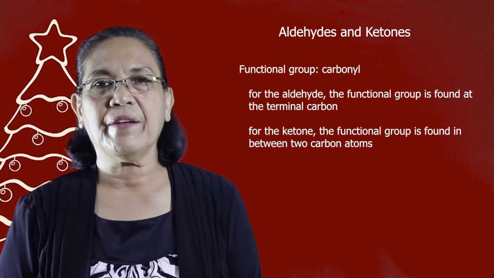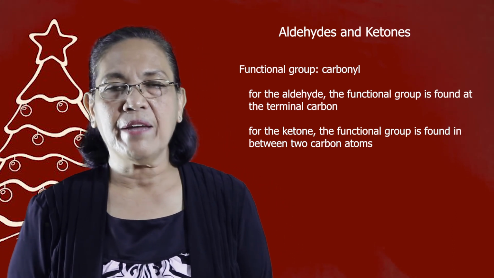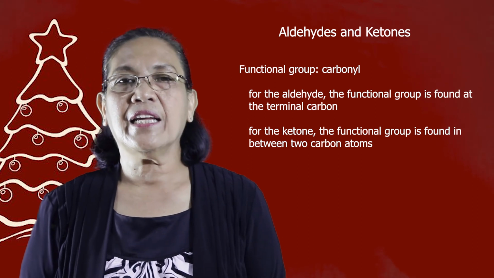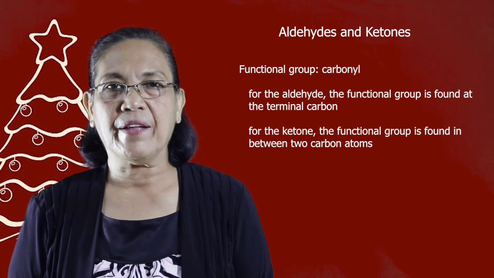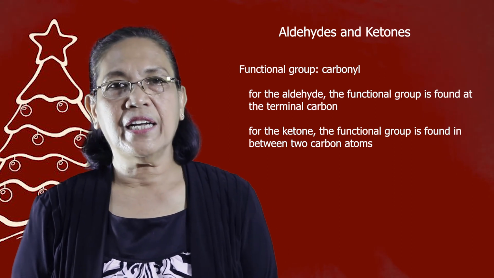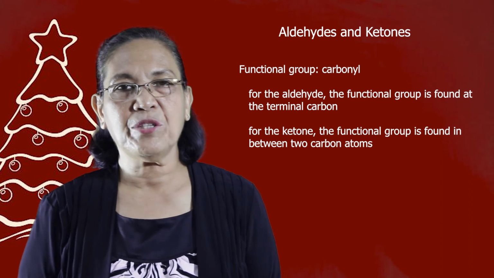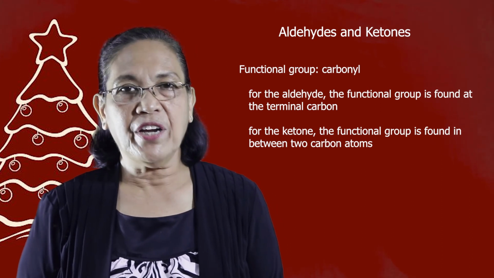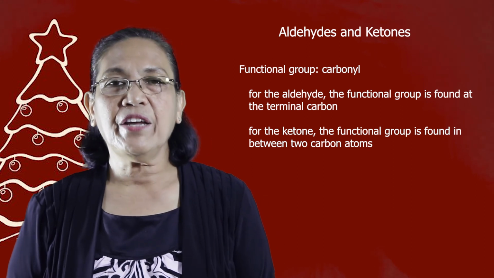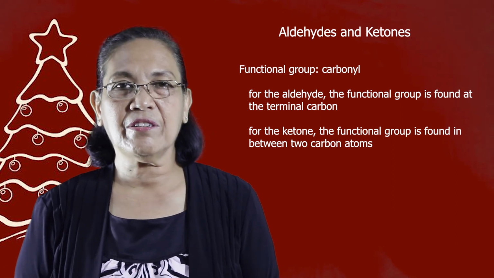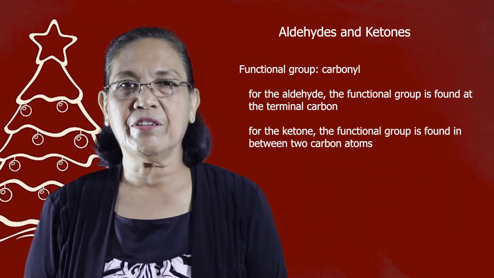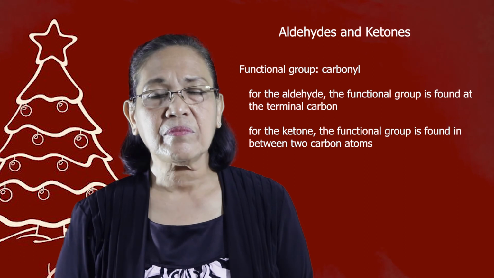On the other hand, the ketones, how are they named? The name of the ketones ends in -one, O-N-E. And the simplest ketone, by the way, is called acetone, or propanone. If there are four carbon atoms, it is called butanone. Five carbon atoms, pentanone. Six carbon atoms, hexanone.